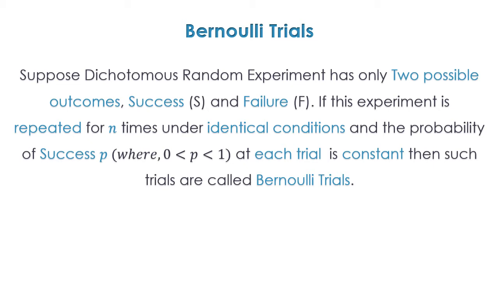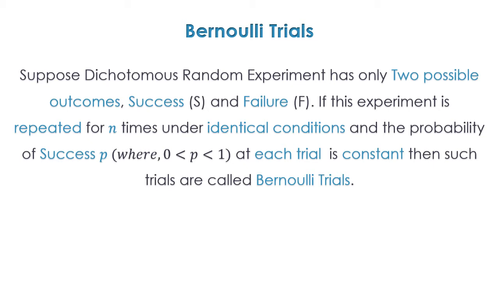It means that we are talking about a dichotomous random experiment, and this random experiment is repeated n number of times. We are not doing it just once, we are repeating this experiment n number of times. For example, if we are tossing a coin, usually we know that when we toss a coin once we get two outcomes, when we toss a coin twice we get four outcomes, when we toss a coin four times we get 16 outcomes.